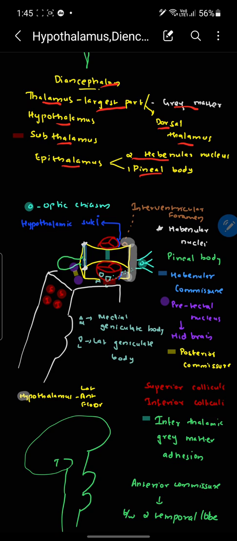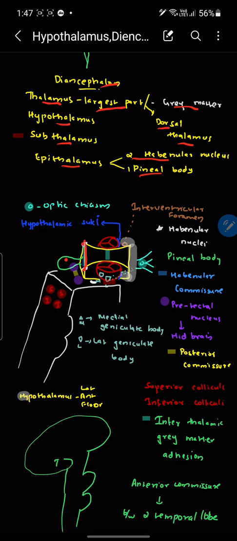Here you can see this is the third ventricle. Behind the third ventricle, you can see the pineal body, and these two are the habenular nuclei. That means if a person is standing in the third ventricle, behind him there will be the pineal body. The posterior top corners will be the habenular nuclei. These two habenular nuclei are connected by a commissure which is called the habenular commissure.